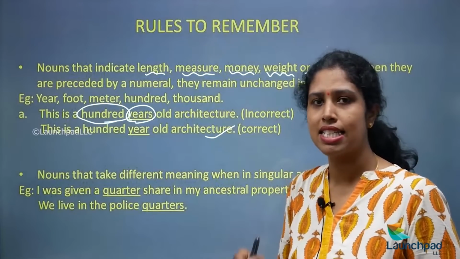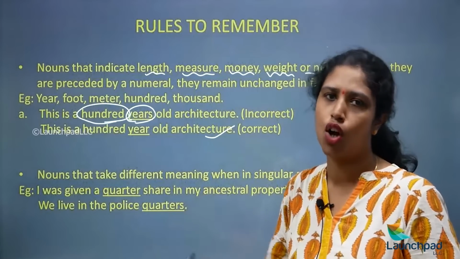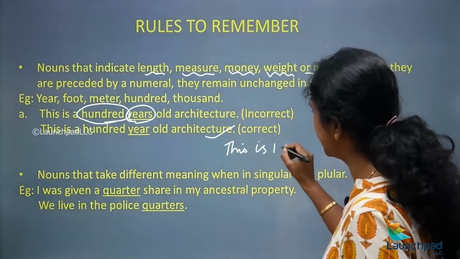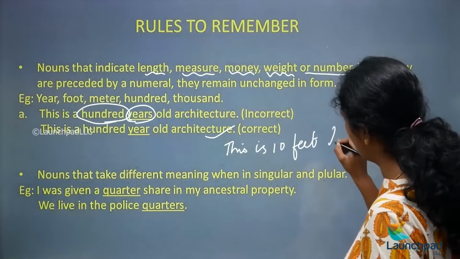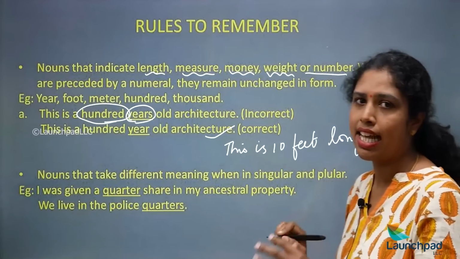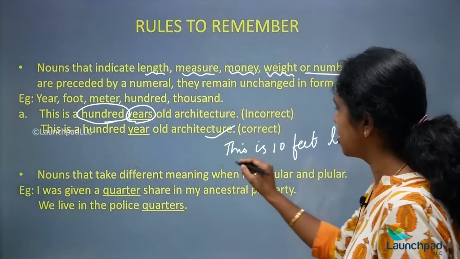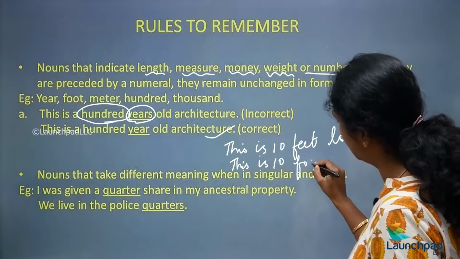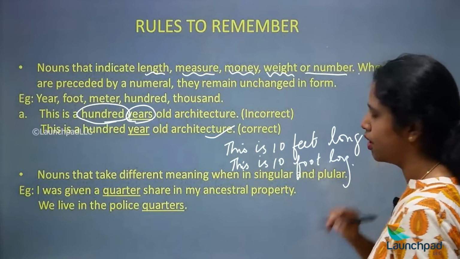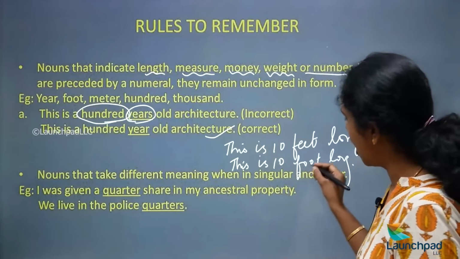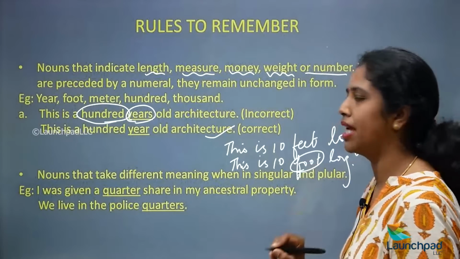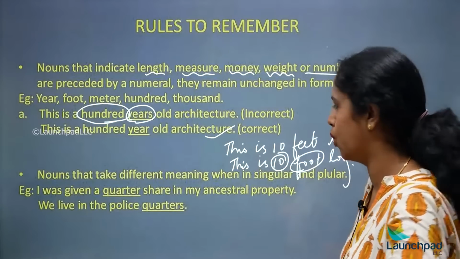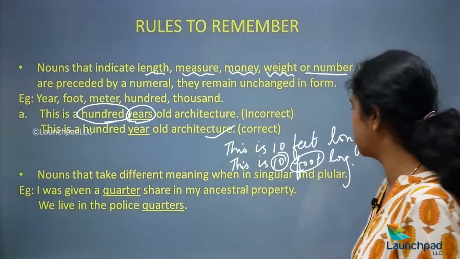Okay, this is 10 foot long. Okay, so you will not say that this is 10 feet long. You will not tell it as 10 feet long. It's wrong. So you will say it as this is 10 foot long. Okay. So this is how these words will remain unchanged when it is preceded. Preceded means before. Okay. Preceded by a numeral, right?